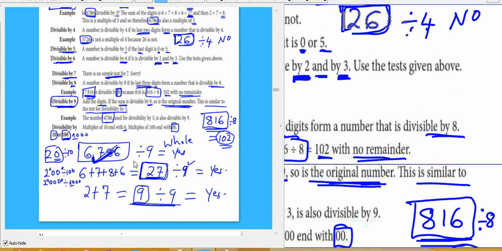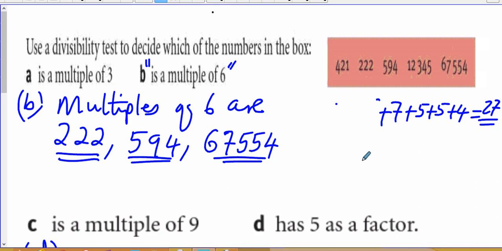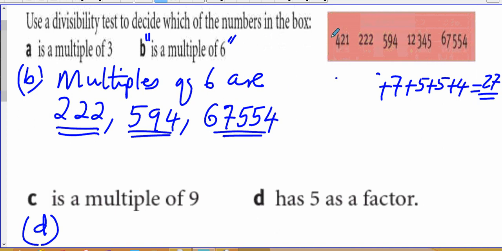Now let us see these numbers over here. A number has a factor of 5 if the last digit is either a 0 or a 5. In this case, this number, yes. Why? Because it ends with a 5. How about this number? This number is not. Why? Because it is not ending with a 0 or a 5.